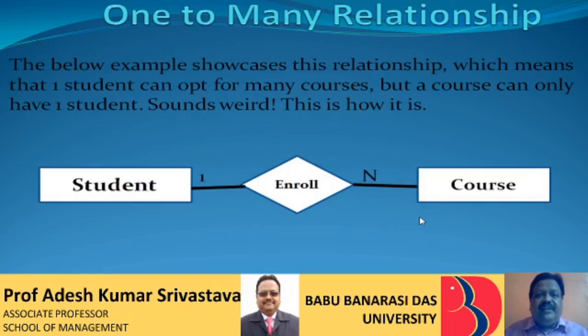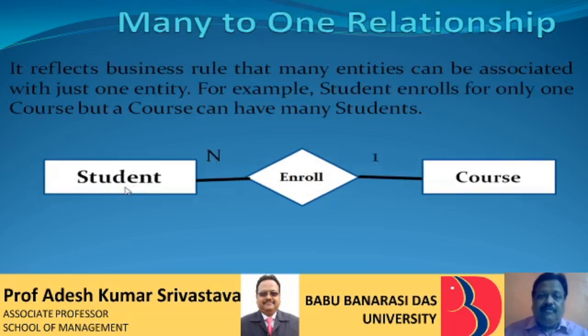Now one to many relationship, there is an example below. The below example showcases this relationship, which means that one student can opt for many courses, but a course can only have one student. It sounds weird. This is how it is. So one to many relationship means there may be n number of courses, but the student will be only one. There will be only one student for all those courses. Rare to see. So this also looks something impractical.